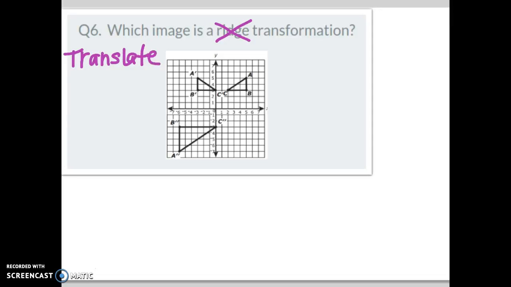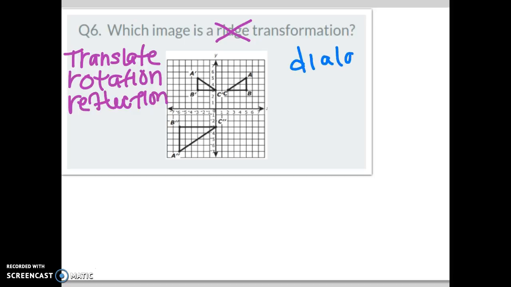Translation, rotation, and reflection. These are rigid transformations. Now, we did study a transformation that's not rigid. That is dilation. A dilation is not rigid because I'm going to change the lengths of sides.